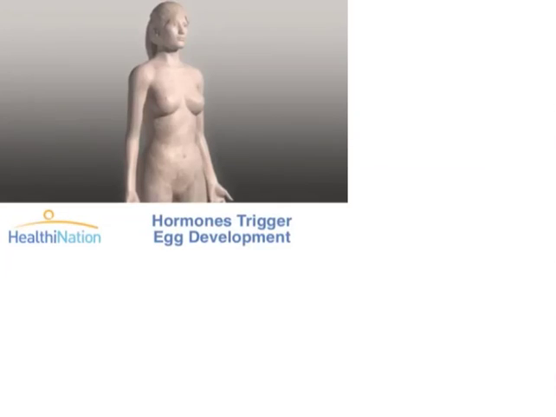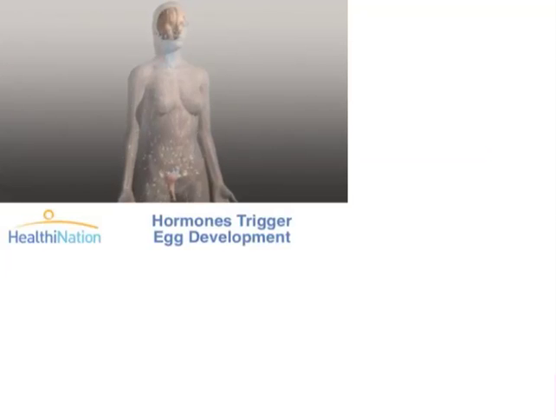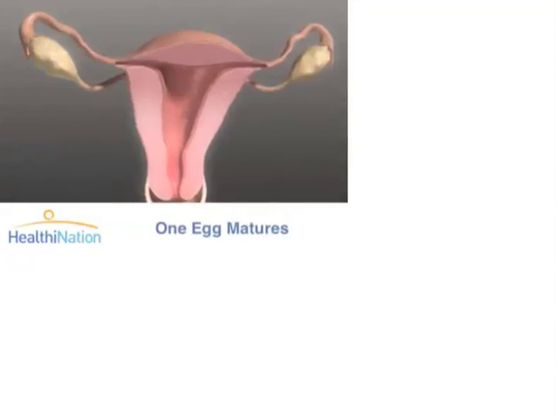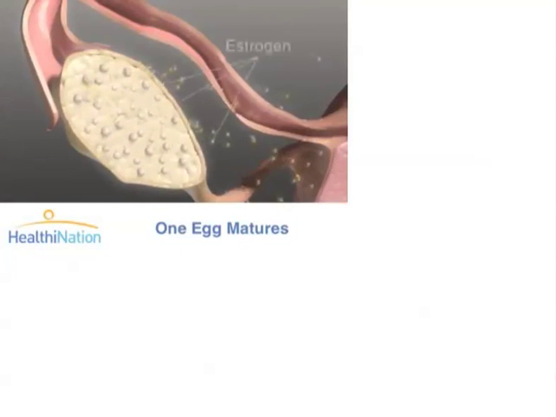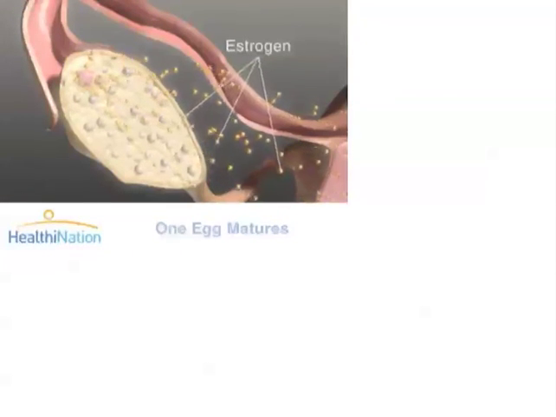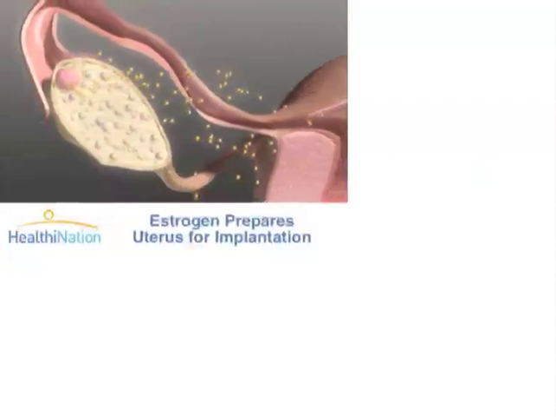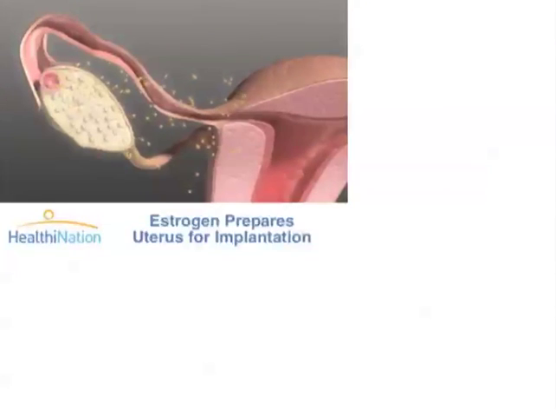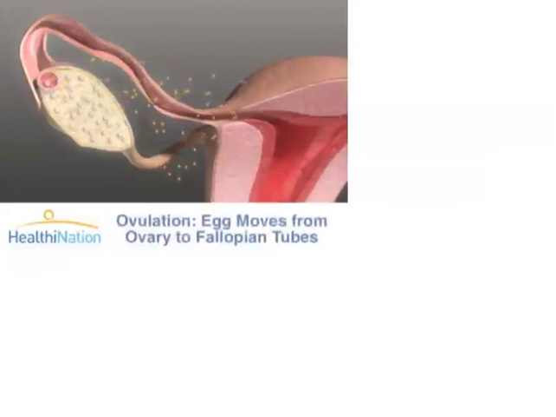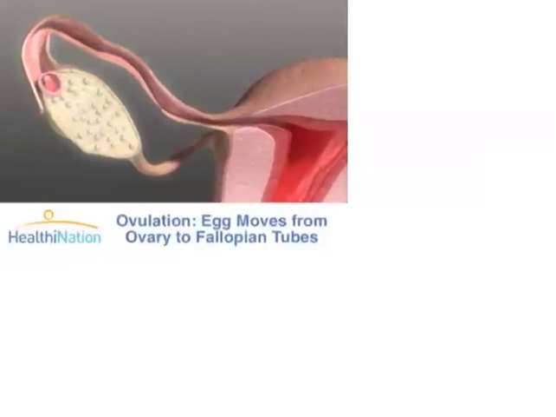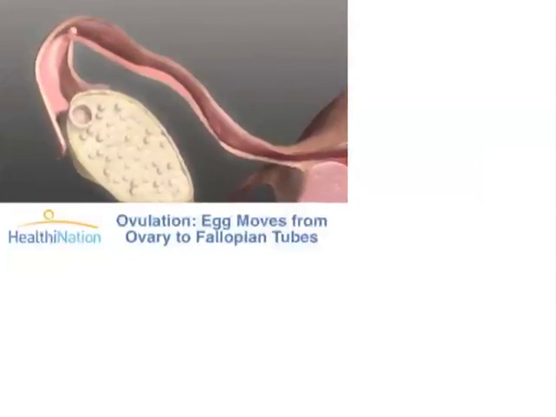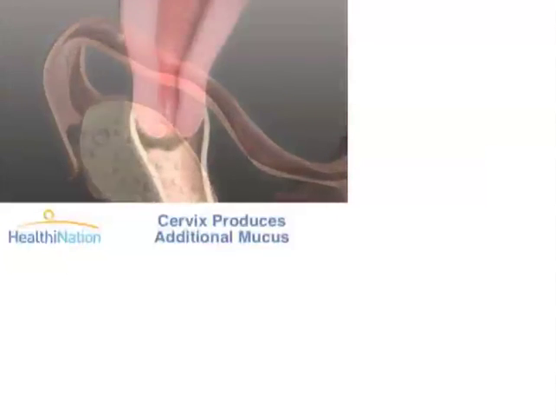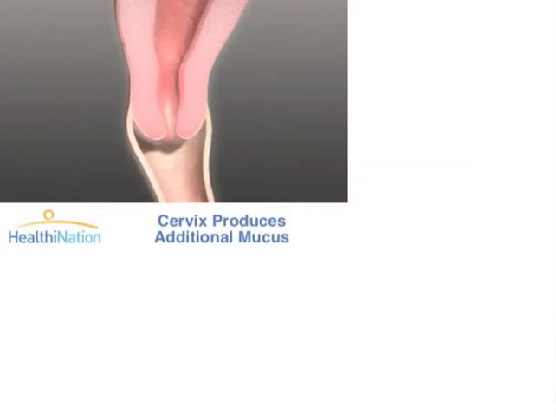At this point, hormones from the brain trigger the development of eggs in the ovaries, which in turn produce estrogen. Only one egg fully matures within a protective sac, known as the follicle, and it continues to produce estrogen. This estrogen causes the lining of the uterus to thicken and to prepare for pregnancy. The mature egg is expelled from the ovary about 14 days after the cycle begins and starts its journey down the fallopian tube.